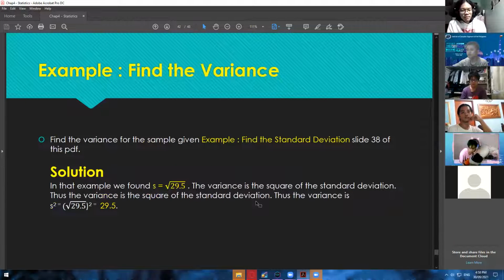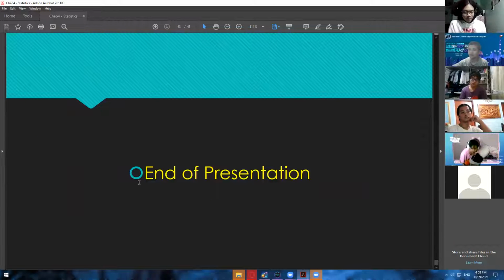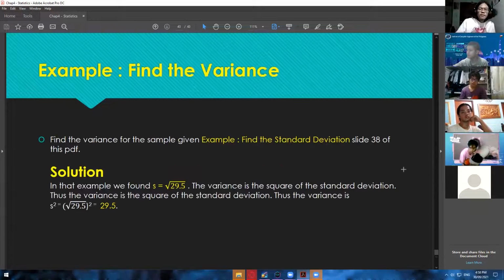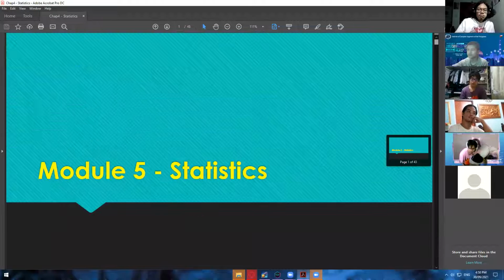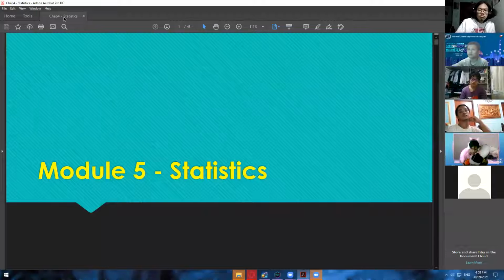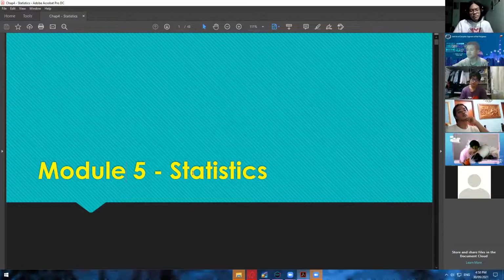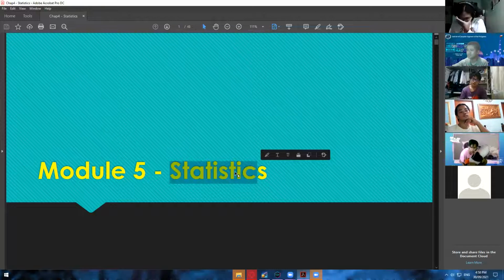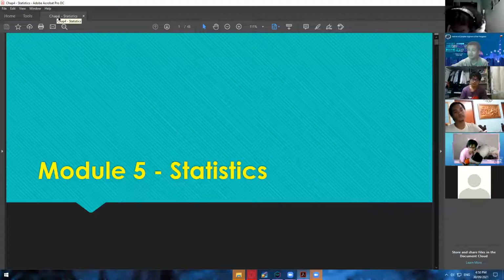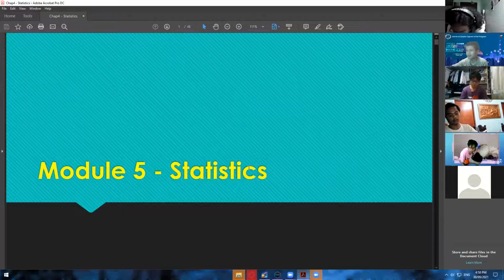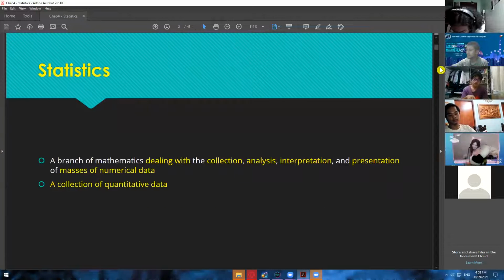All right, so that's actually it for module 5. This one is incorrect. I don't know why this says chapter 4, but this is module 5, statistics, because this is a derived module, so maybe I wasn't able to change the title. Anyway, that's it for module 5.